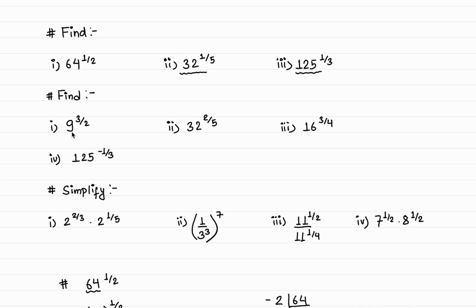Let's see. So let's try to solve the first question, which is 9 to the power 3 over 2. So the first step is again doing the prime factorization, right? So let's prime factorize 9. So we have 3 times 3 is 9. So 9 is simply 3 square. And we have 3 over 2 over here.